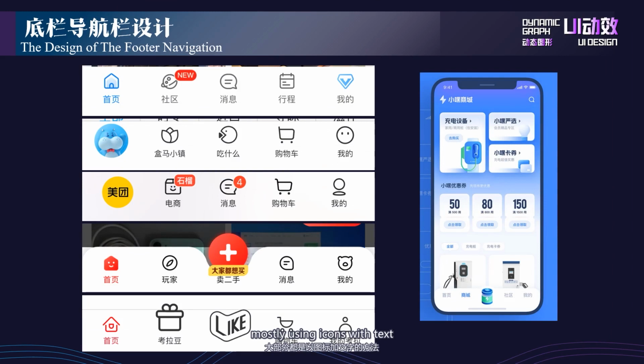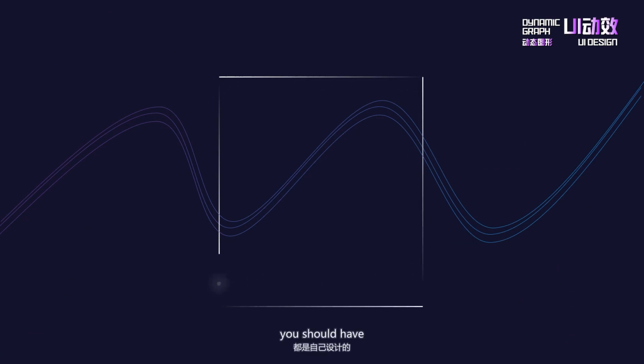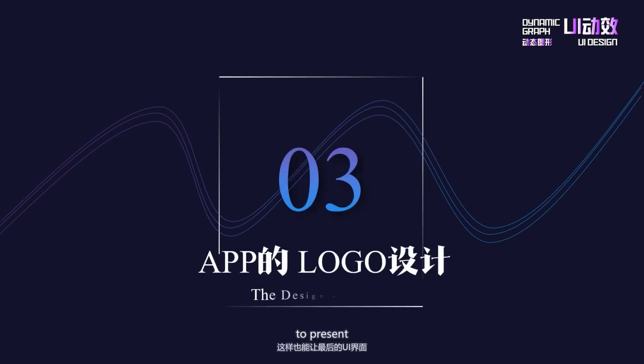Mostly using icons with tags, and some even include the app's logo, the majority of the icons have a simple and flat design style, and the central icon can be highlighted as a focal point. Consider the button-tabbed navigation we discussed at the beginning of the class. Since you design your own app, you should have an app logo to present a complete UI interface. Therefore, let's briefly explain the design of app logos.